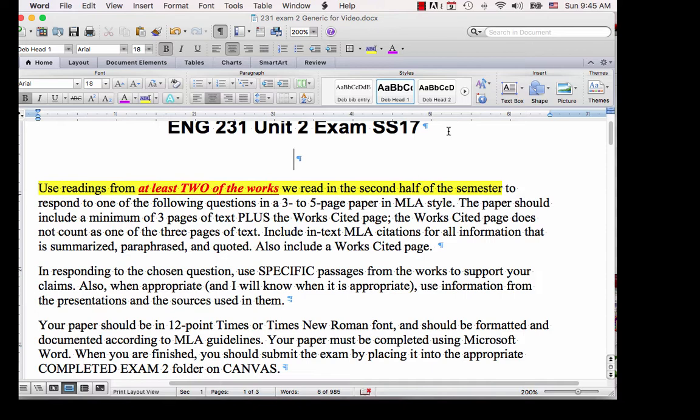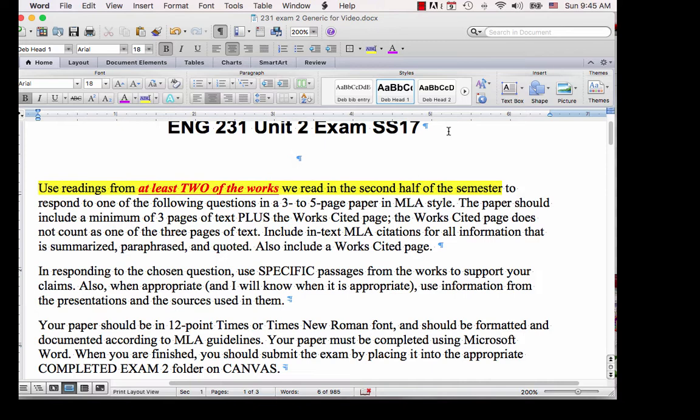Now, the exam can be up to 5 pages long plus the works cited page. So in other words, you can write as much as 5 full pages and even a little bit on a 6th page, and then add the works cited page and still be within the set length requirement. Okay? You clear on that? If you're not, you know you can email me, right? Okay.